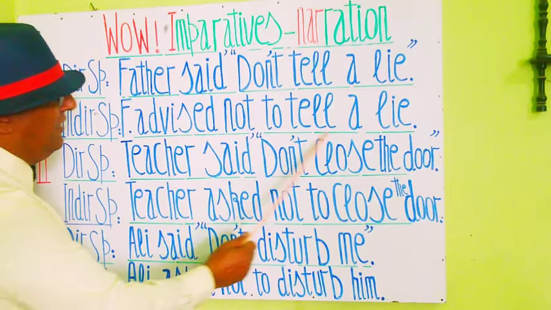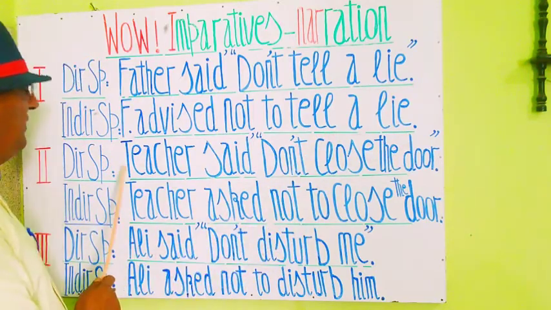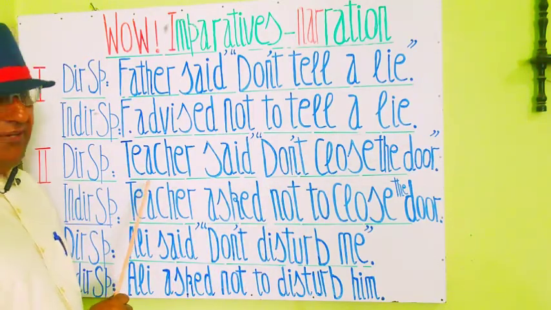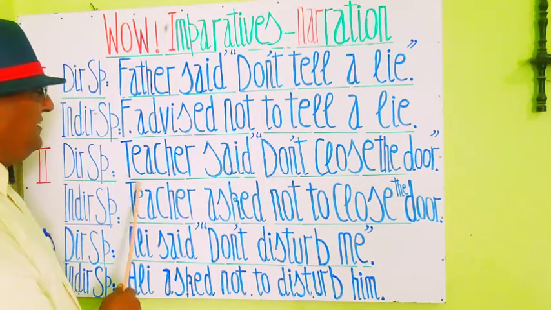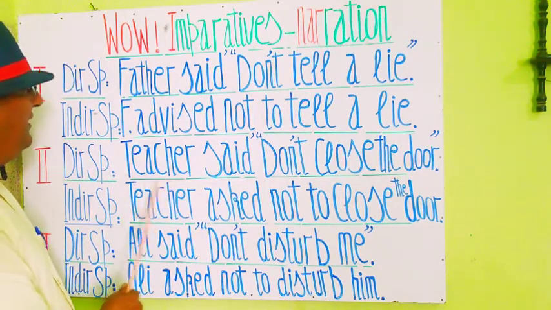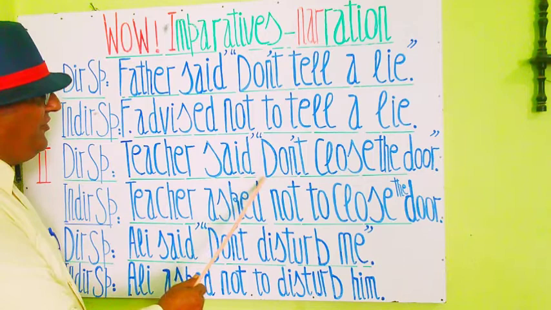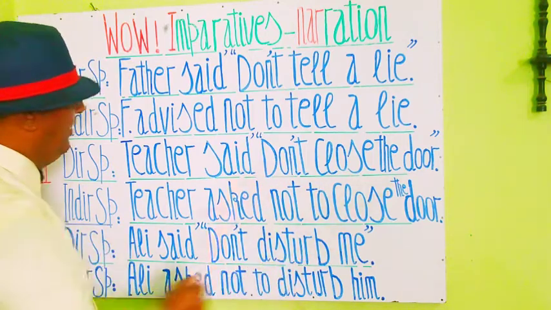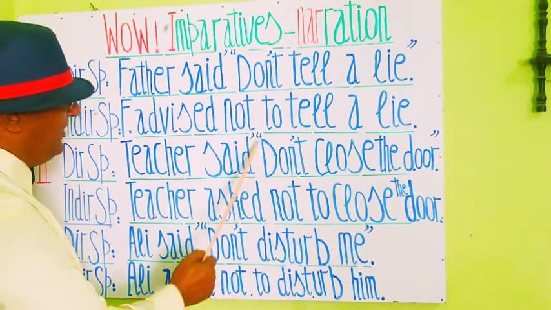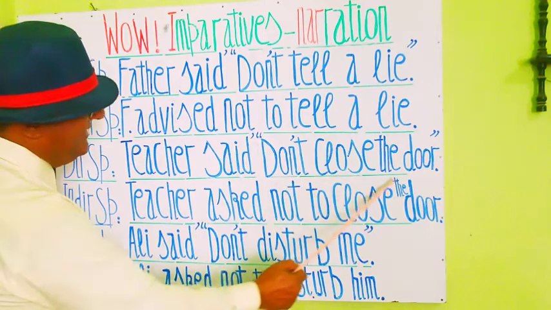Father advised not to tell a lie. Let's move to the next statement of imperative. You see the next statement, my students. Here you are: Teacher said, comma, inverted commas, don't close the door.